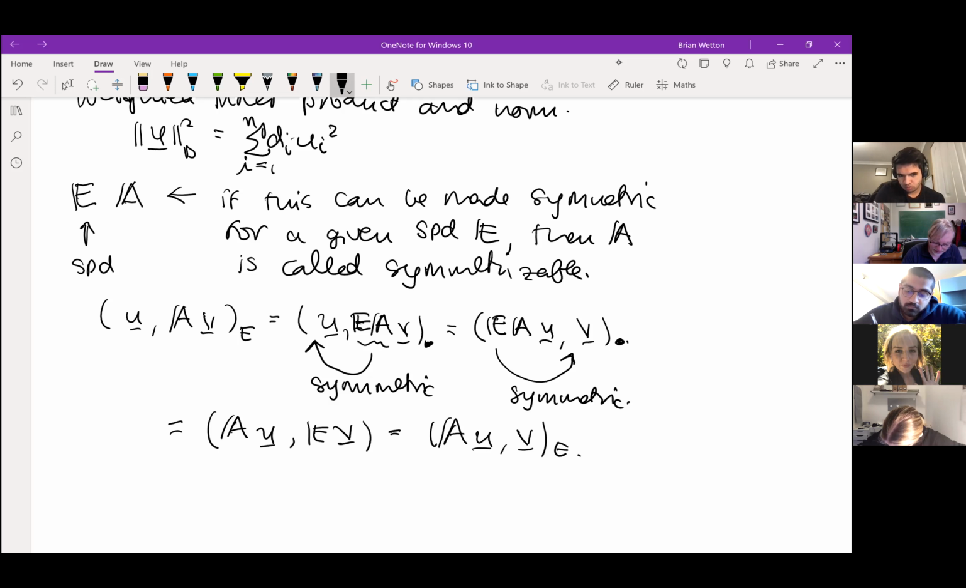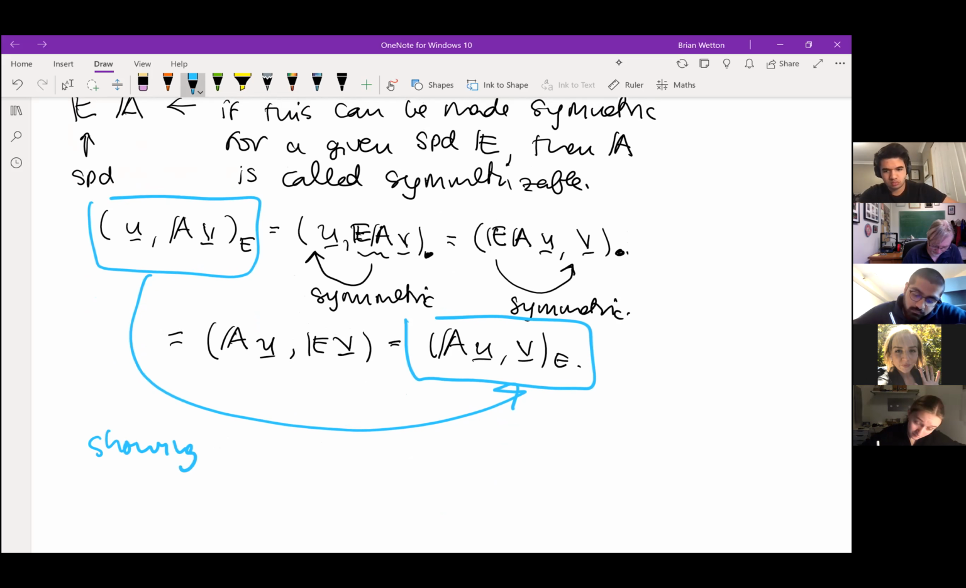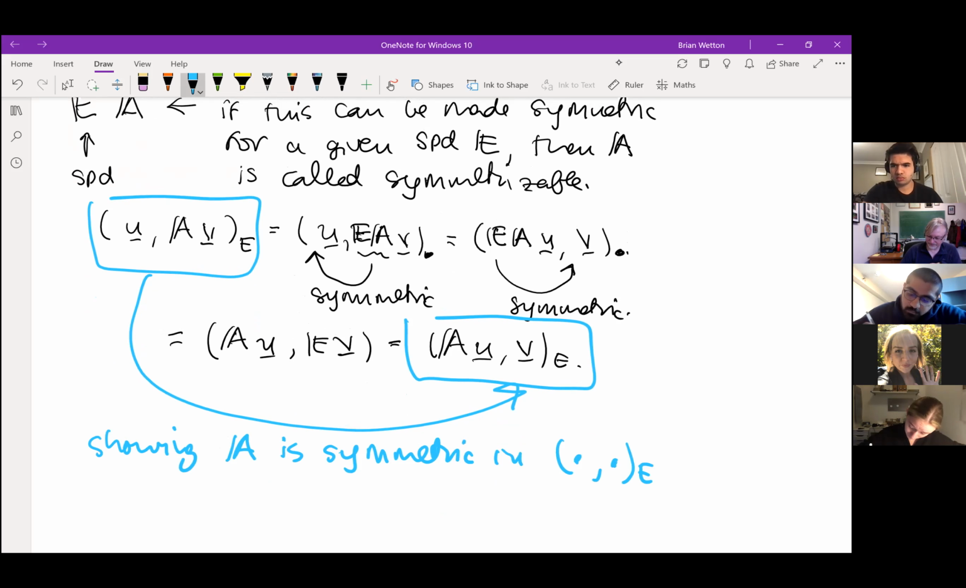So if I go from, okay, let's get another color. I like this kind of light blue one. If I go from here to here, this is showing that A is symmetric in this inner product, the E inner product. Okay, and it's a little bit subtle, but now we can use the same argument we used before to show that the eigenvalues have to be real.